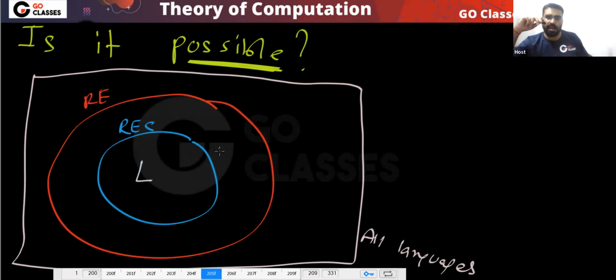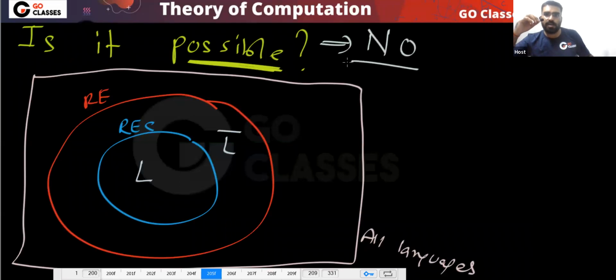and L complement is here? Means L complement is RE but not REC. Why is this not possible? Never. Is it possible? No. Never. Why? Because if L is recursive, then L complement will be recursive. Yes or no? If L is recursive, then L complement will be recursive.